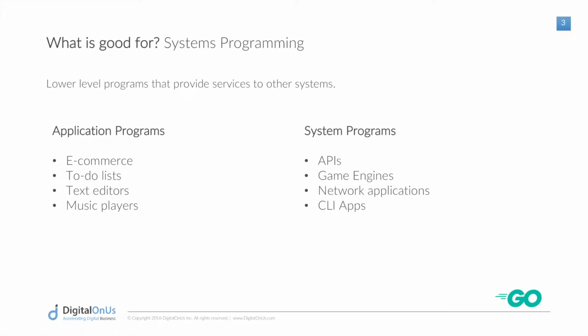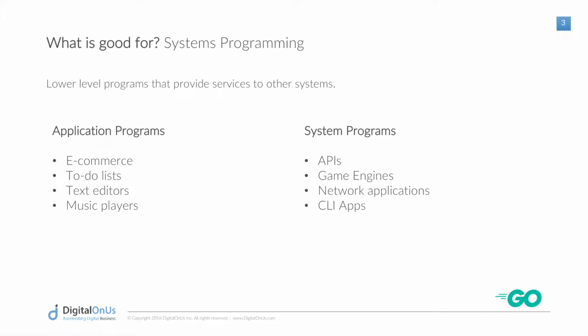The question here is, what types of programming should we use Go for? And the answer is systems programming. Systems programming is a type of programming aimed at servicing other systems. These lower-level programs more often than not will not expose a graphical user interface, but instead they'll run straight from the terminal or the command line.